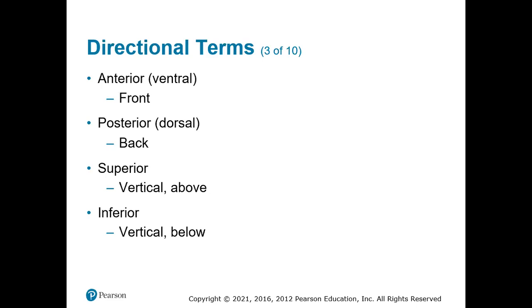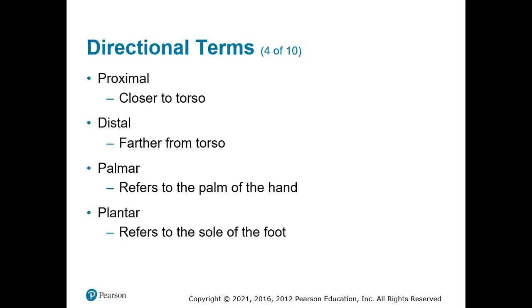So superior and inferior refers to the core of the body. So superior doesn't make it better, okay? It just means it's above something. Inferior is below something. So that's referring to something on the core. Proximal means it's closer to that torso, to that core. Distal means farther. So we're checking distal pulses. We're looking at those extremities, right? We're looking at the wrist, we're looking at the feet. Palmar is the palm of the hand. Plantar is the sole of the foot.